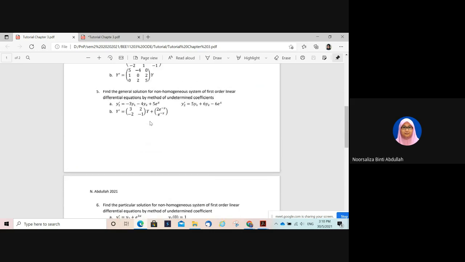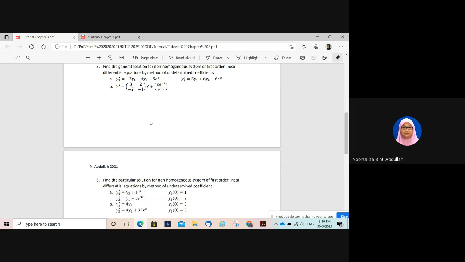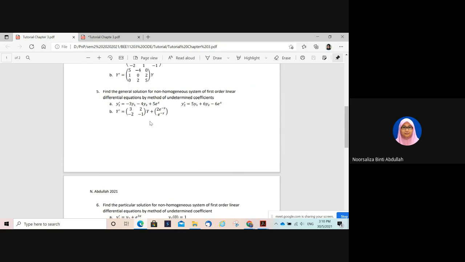Number 5 is to find the general solutions for a non-homogeneous system of first order linear differential equations by the method of undetermined coefficients. Remember, for chapter 3, non-homogeneous is only the method of undetermined coefficients. However, for chapter 2, for non-homogeneous equations, you will have to solve using the method of undetermined coefficients and also variation of parameters. Make sure you are clear on this one. So we try this one.